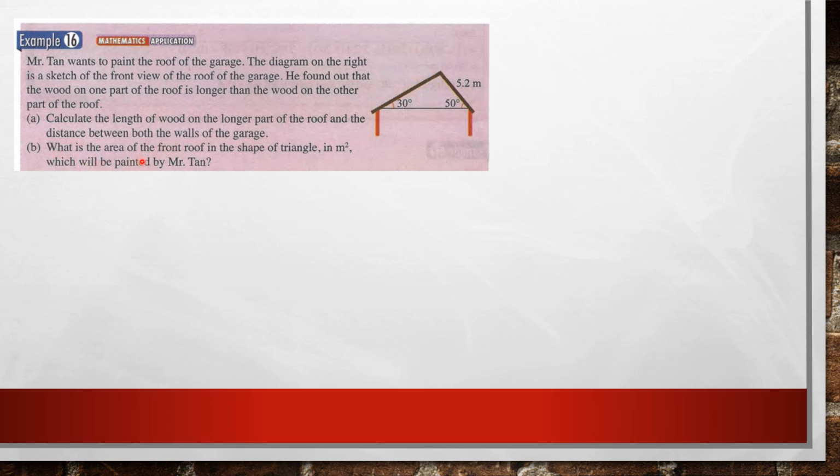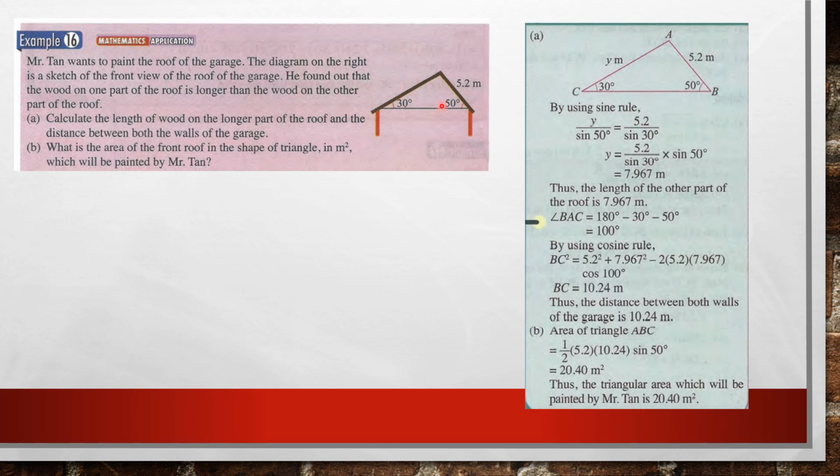And part B, what is the area of the front roof in the shape of a triangle, in meters square, which will be painted by Mr. Tan. So first we calculate the length of wood on the longer part. So what we can do, we can label this triangle as ABC first. So the angle at C given is 30, angle at B is 50, and the length AB is 5.2, it's already given, and we label the length of AC as y.